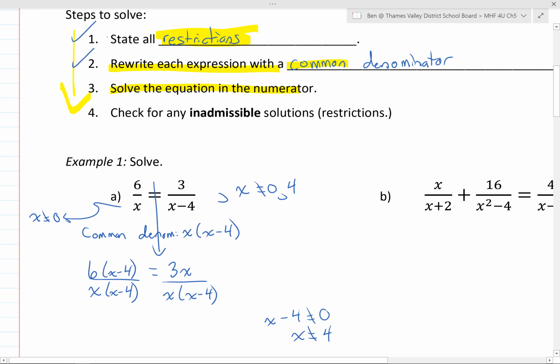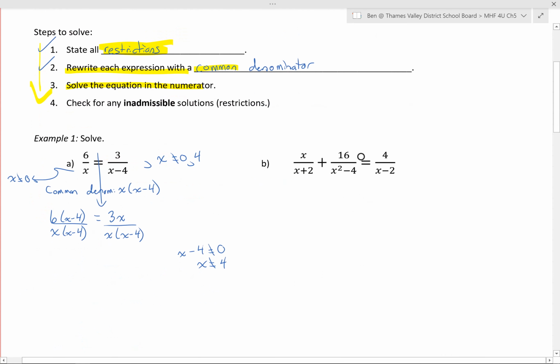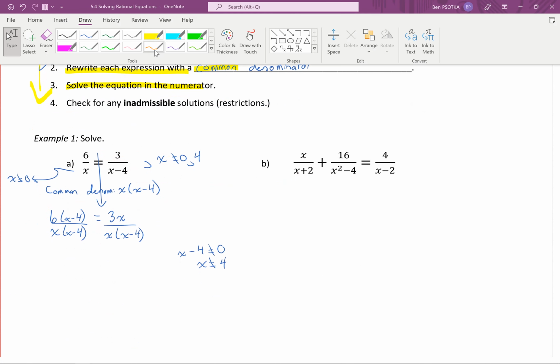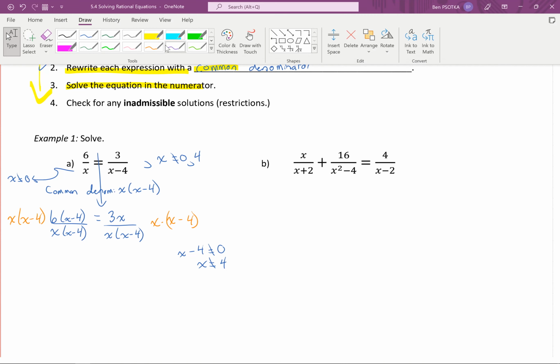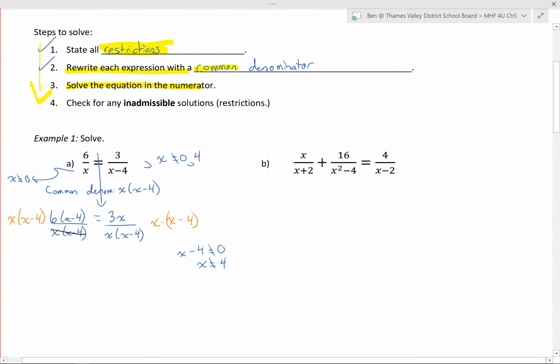Good. Now I want to solve the equation in the numerator. Okay, what that really means is that I'm multiplying out my common denominator. So it's like I multiply both sides here by x times x minus 4. Well, if I multiply both sides by something like that, what can I do? I can quickly cancel out my denominators on both sides.